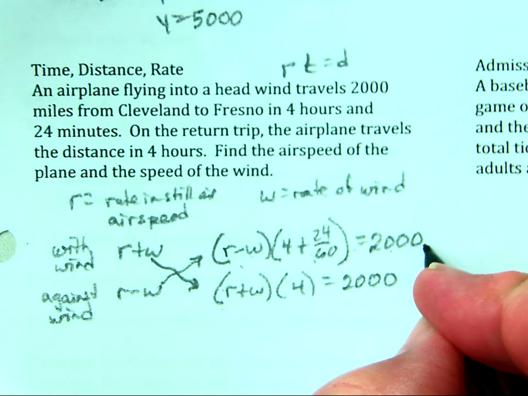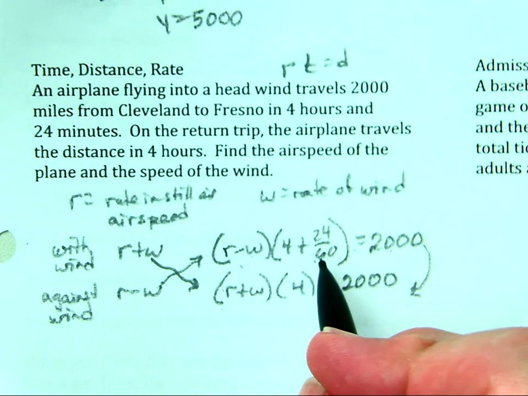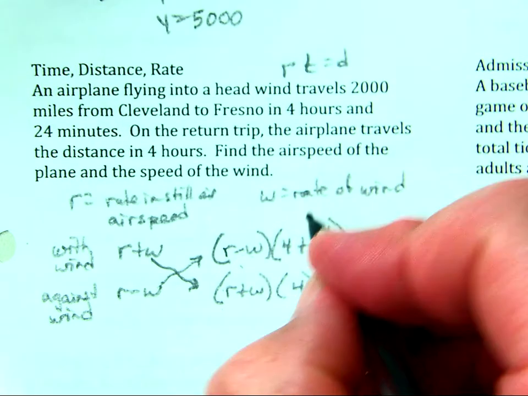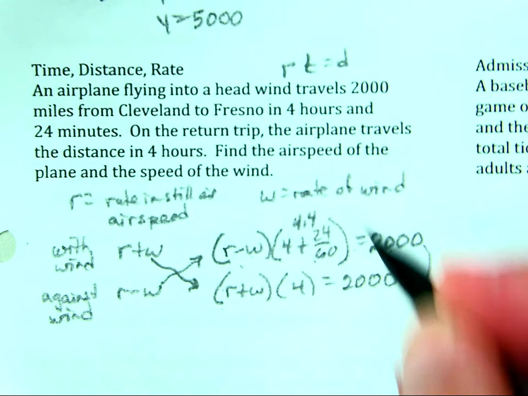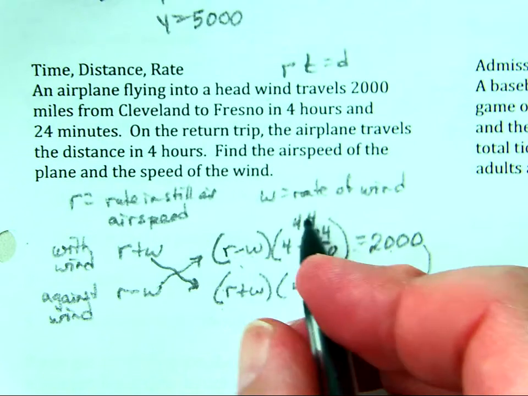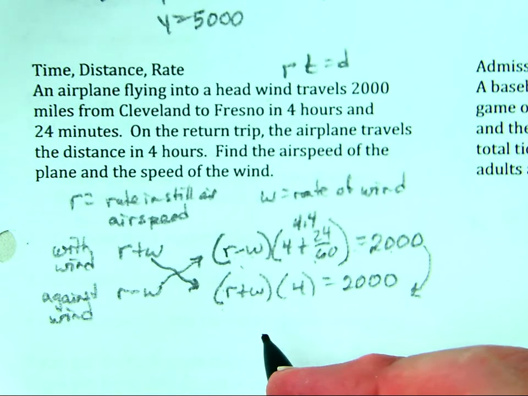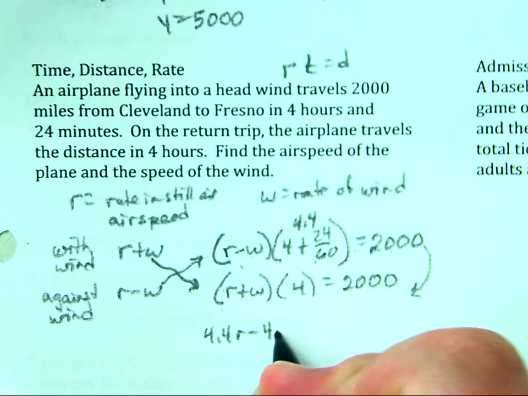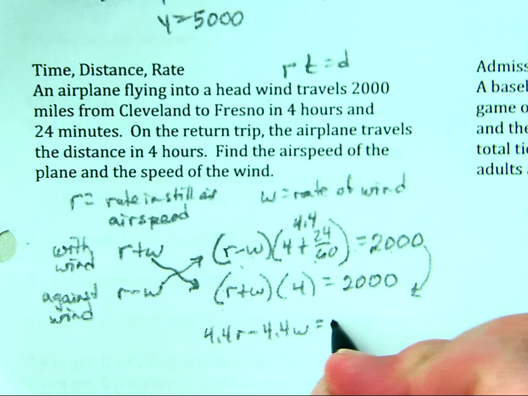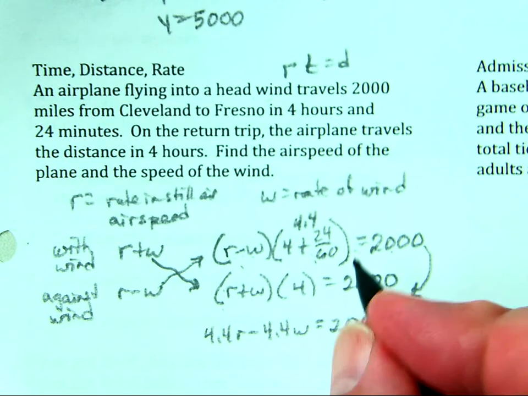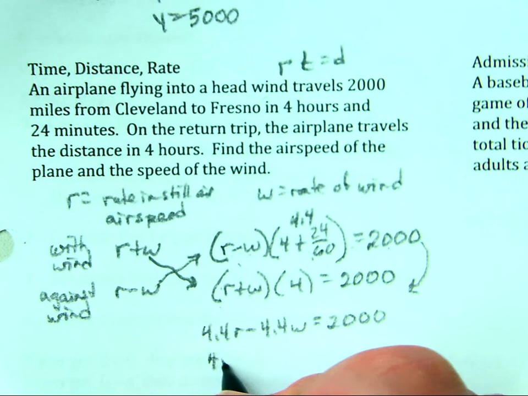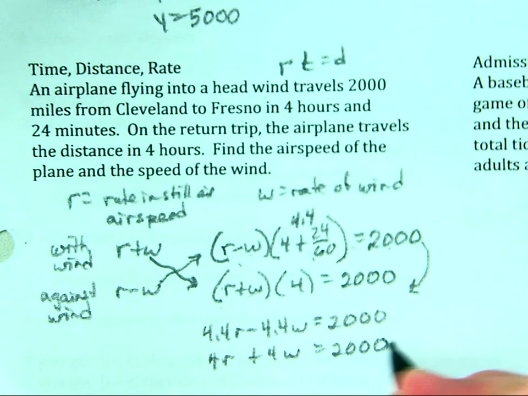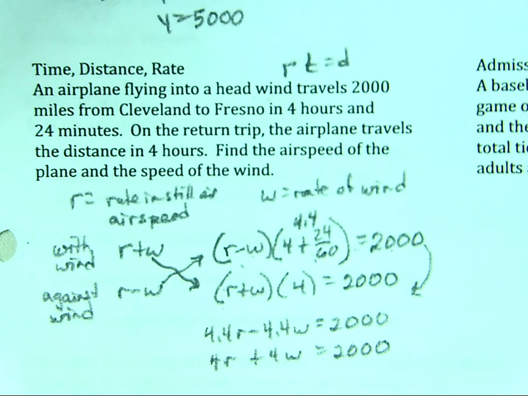Now if we take that first equation, 4 plus 24 divided by 60 is 4.4. So if we multiply that out, that would be 4.4R minus 4.4W equals 2,000. And this one would be 4R plus 4W equals 2,000. So those are our two equations.